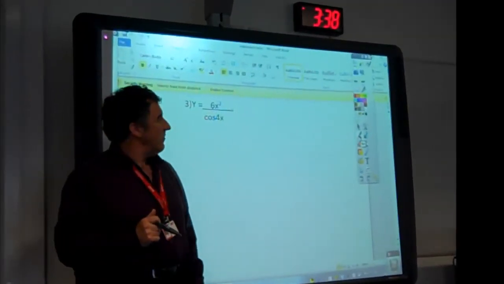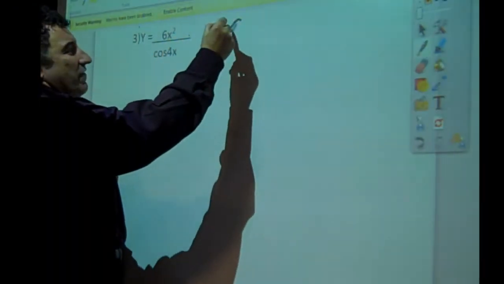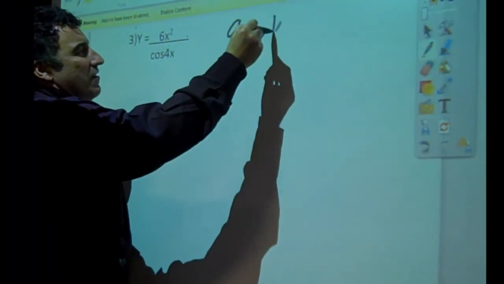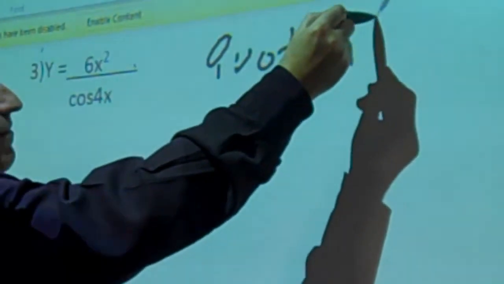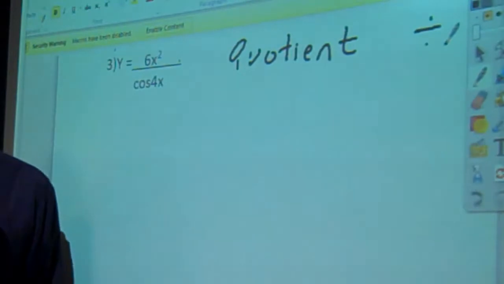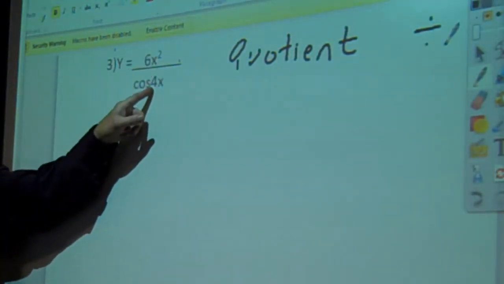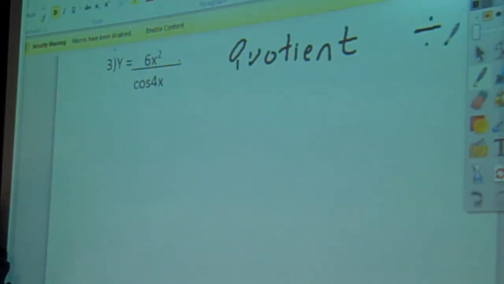Right, we're on to the final pass question here. This is a quotient rule. I'll just spell that for you. Quotient. All you've got to remember, if you don't like it, just remember divide. Quotient means divide, and I clearly see that this line means divide, so that's the telltale sign. This one divided by this one.